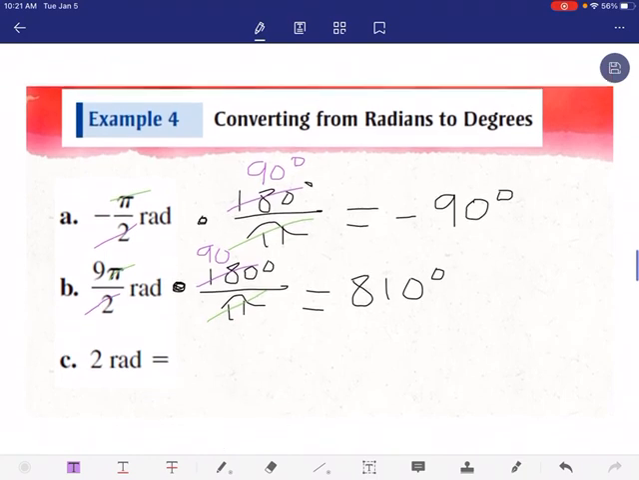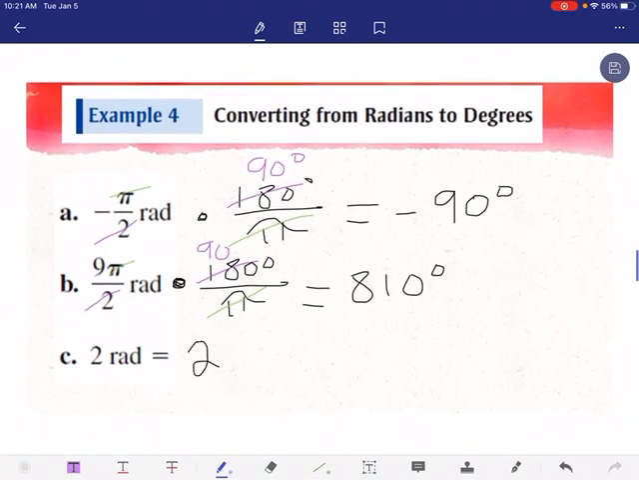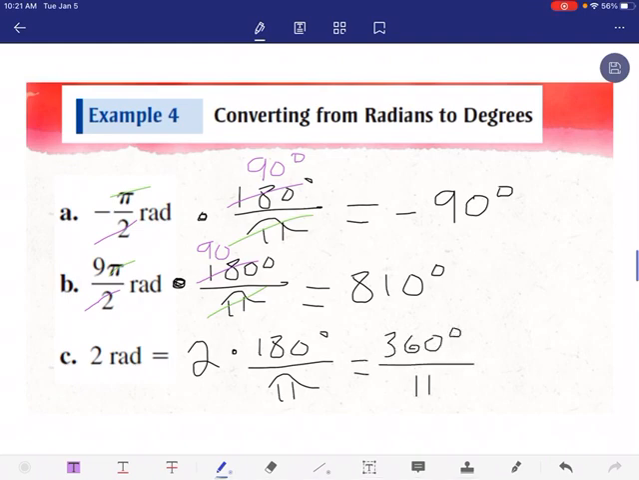Now on this last one, I have 2 radians. I don't have a pi, and this is where I said to be careful that 2 pi would be 360 degrees, but because we don't have a pi, we're not actually talking about 360 degrees, because we can't reduce that pi. So we would take 2 times 180, which does give us 360 degrees, but then because our pi didn't reduce out, we still have that divided by pi.